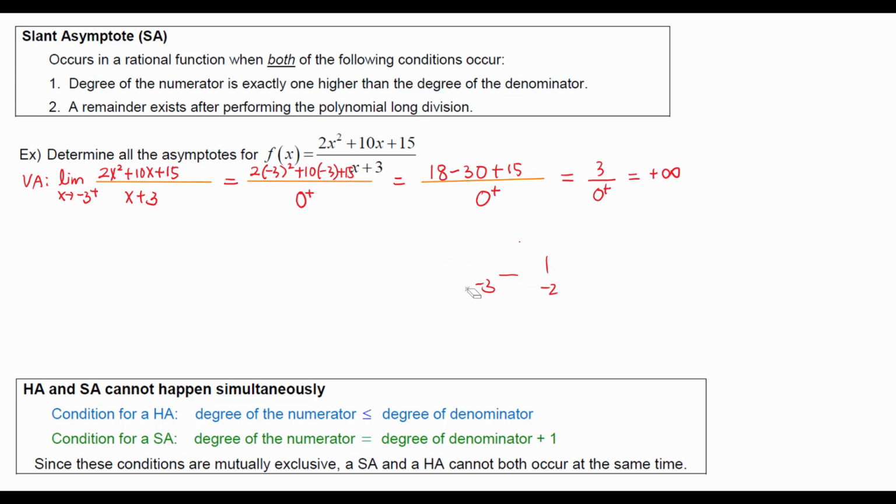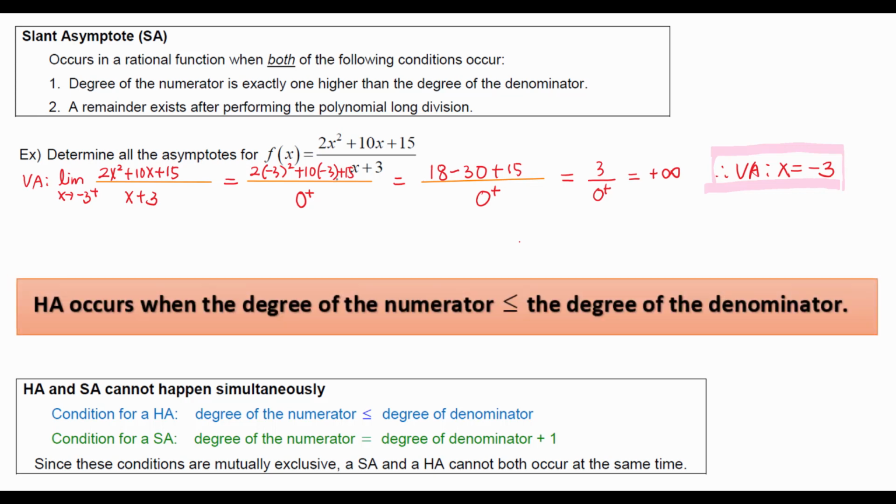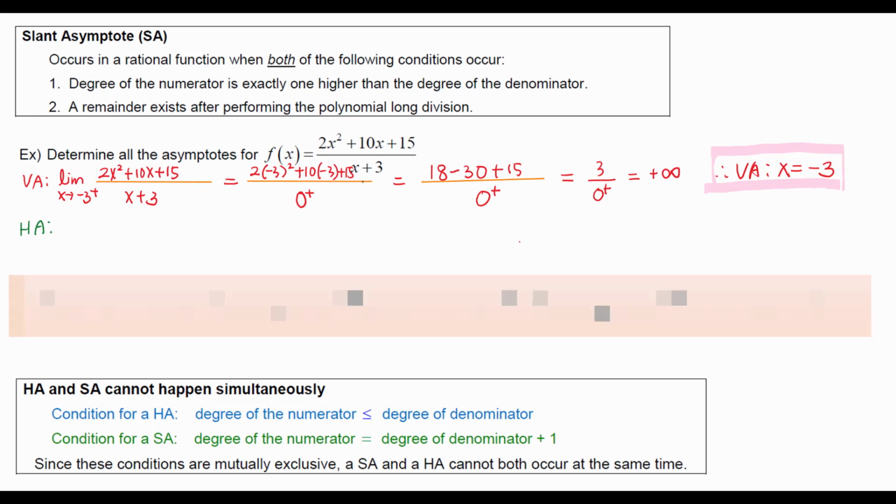So yes, you do have a vertical asymptote, and your vertical asymptote equation is x equals a number, and the number is -3. Now, let's see if we have a horizontal asymptote. A horizontal asymptote occurs when the degree of the numerator is less than or equal to the degree of the denominator.